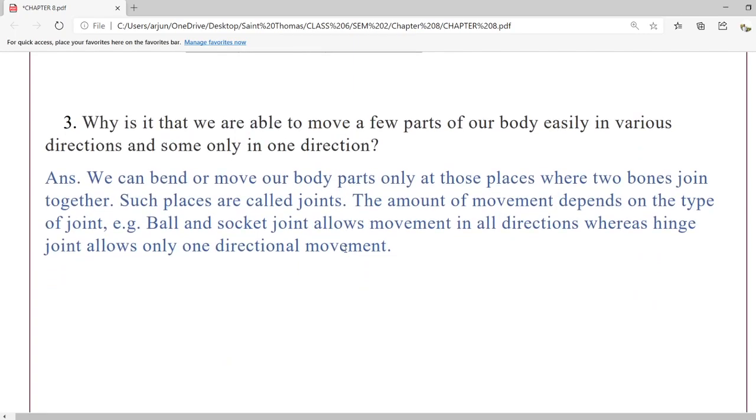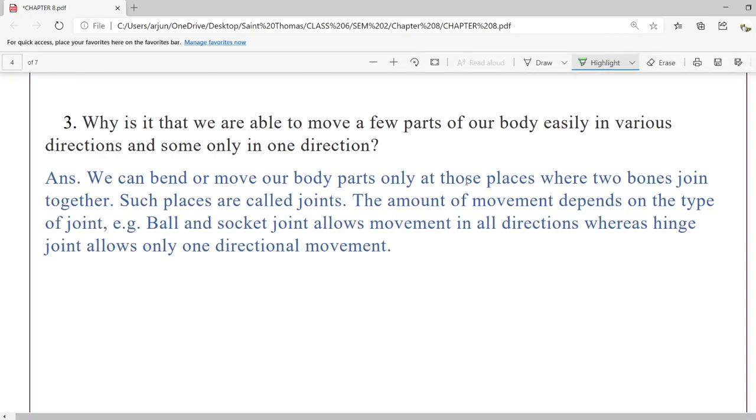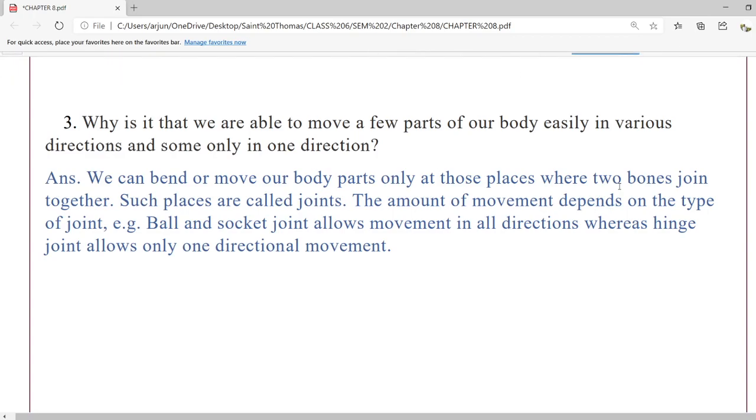Why is it that we are able to move a few parts of our body easily in various directions and some only in one direction? So why was this system created? Why is this system followed? We can bend or move our body parts only at those places where two bones join together. Such places are called joints. The amount of movement depends on the type of joint, right? We have studied different types of joints and different types of movement which they allow us.